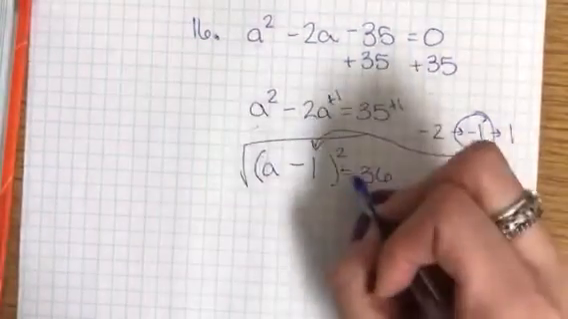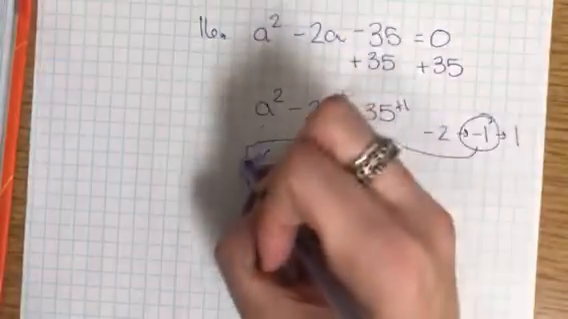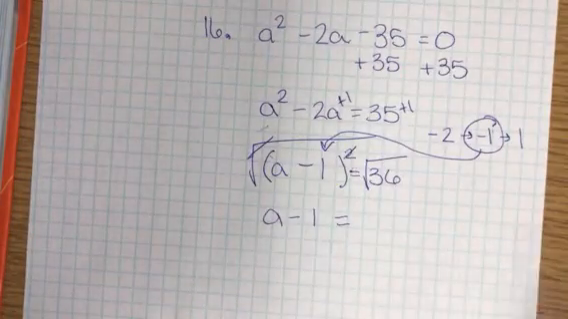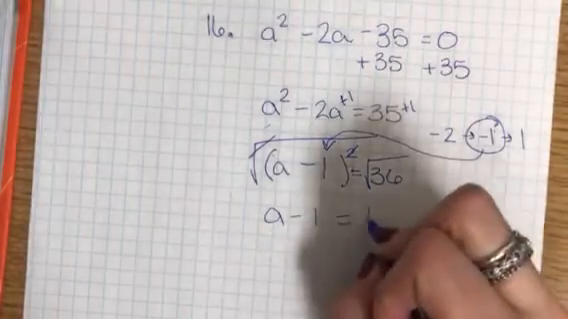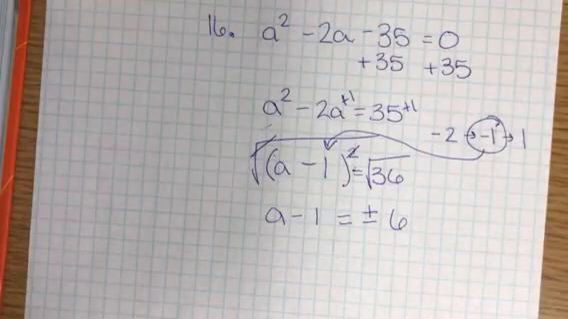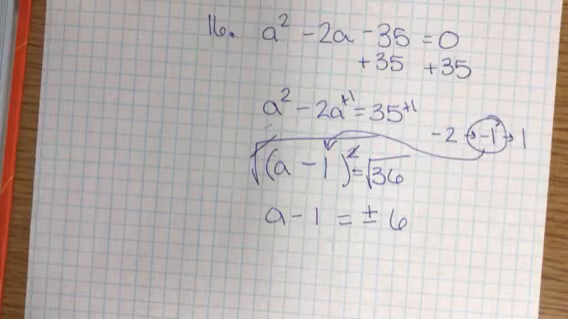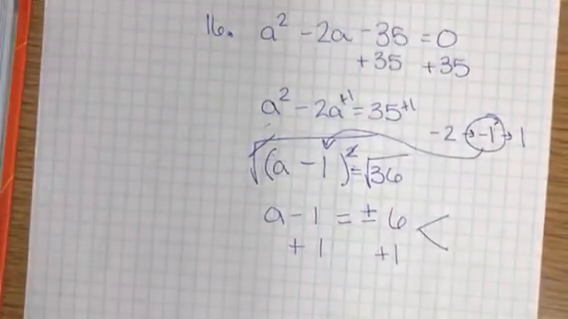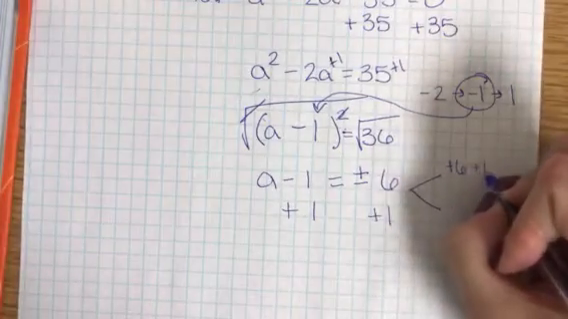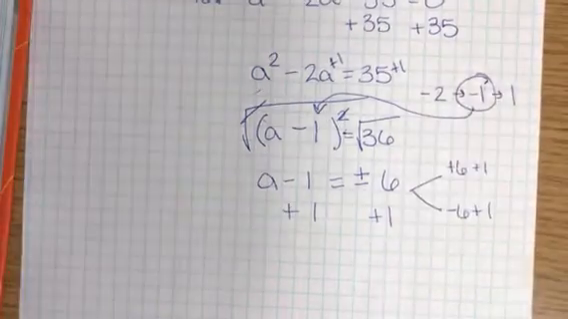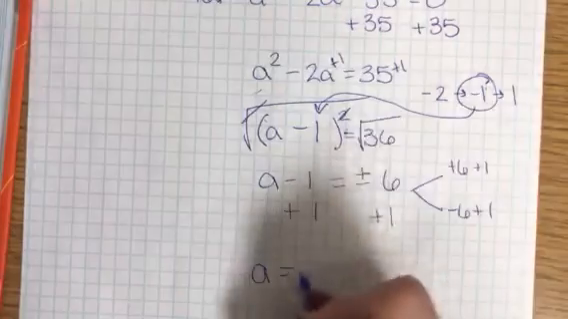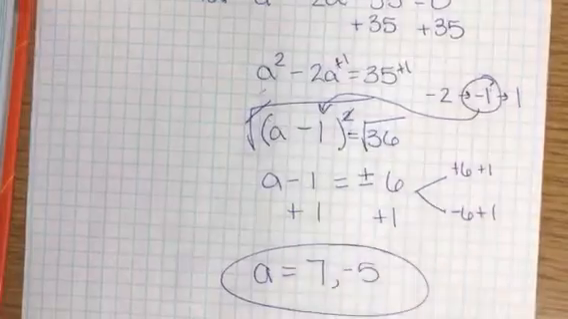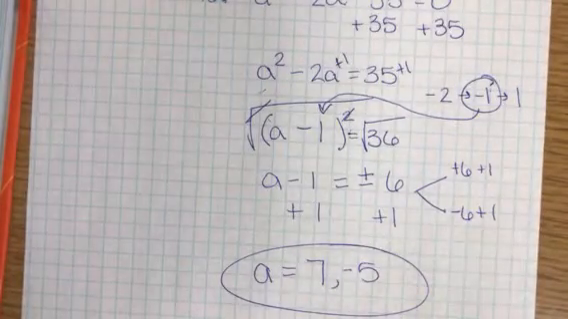Okay, we are then going to square root each side. Right, the square root and the exponent of 2 cancel each other out. So we get a minus 1 equals, we added the square root, so the square root of 36 is not just 6, but plus or minus 6. We're then going to solve. So we'll undo subtracting 1 by adding 1. So we have two options here that we need to consider. We have a positive 6 plus 1, and we have a negative 6 plus 1. Okay, so 6 plus 1 is 7, and negative 6 plus 1 is a negative 5. So for number 16, our correct answer is a equals 7 and negative 5.